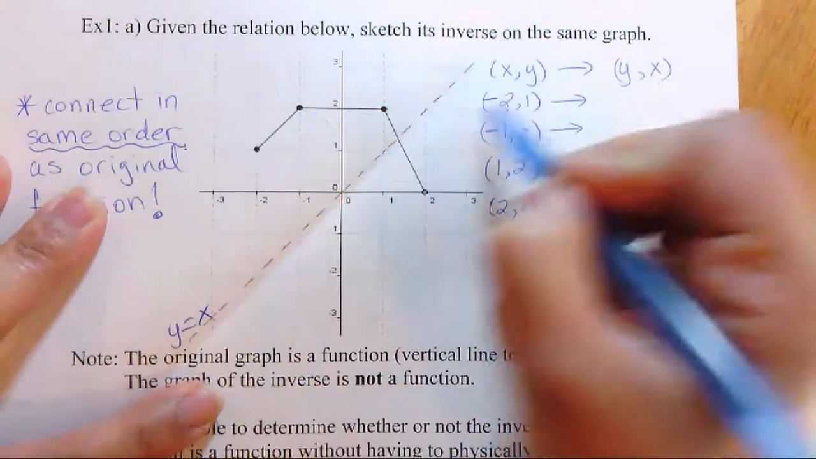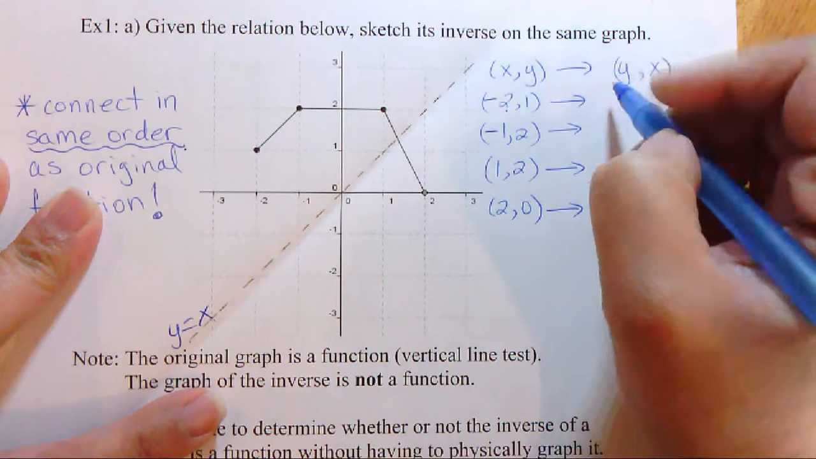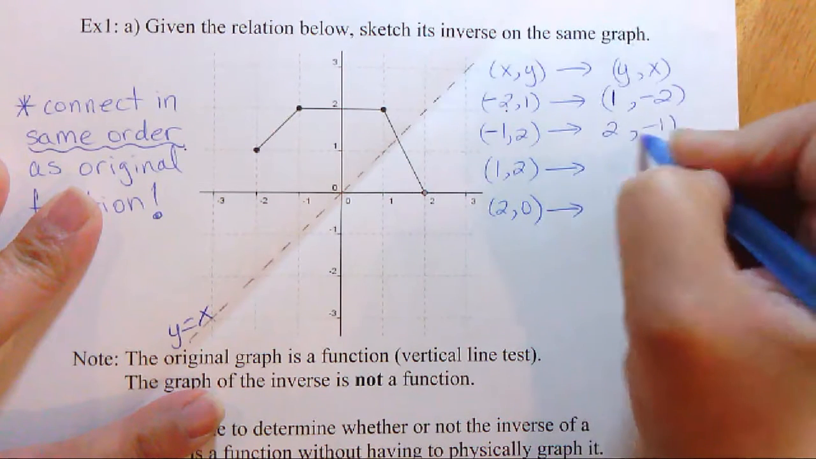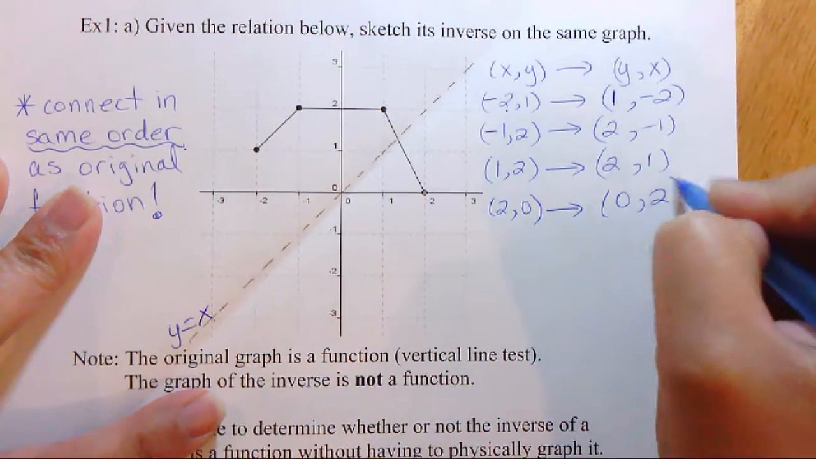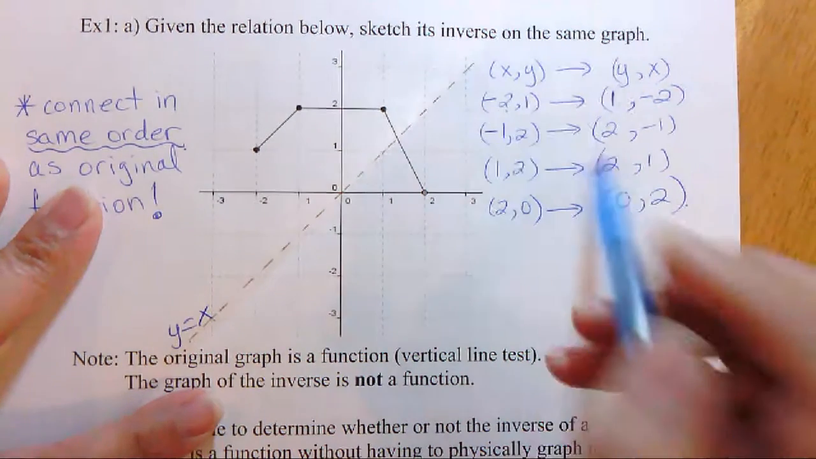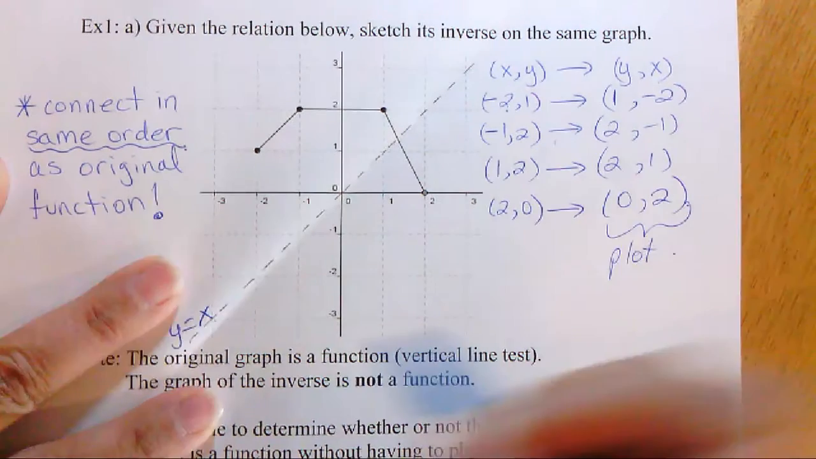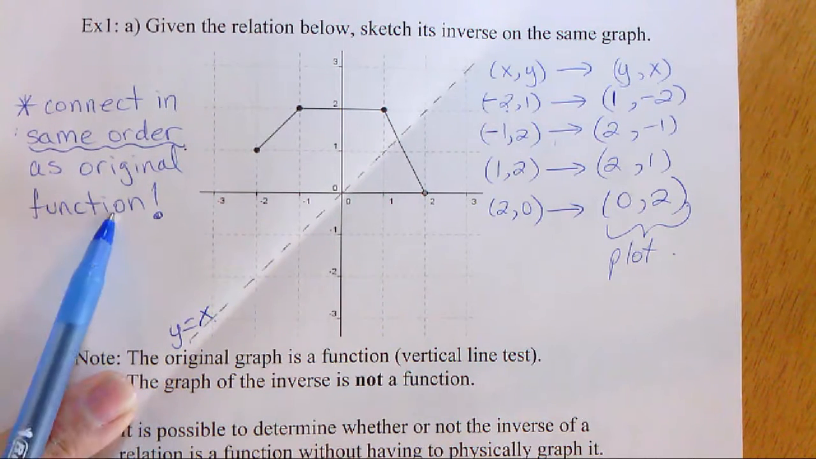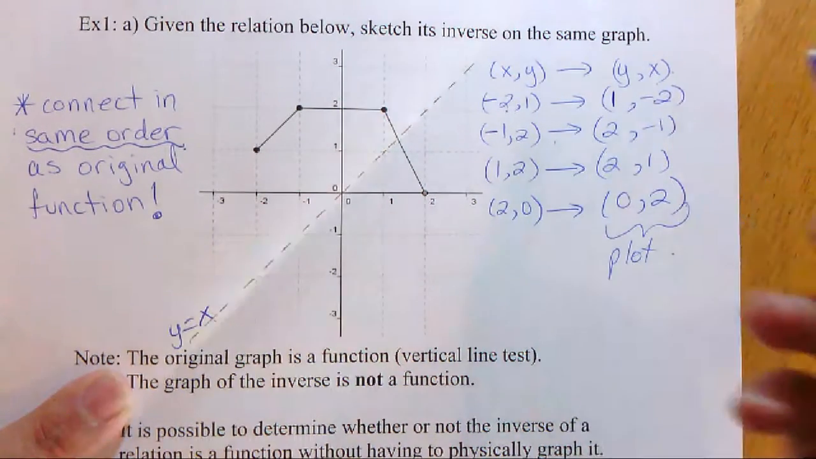I've taken these points and written them out here so that we can write out what the inverse of the points are going to be. So this is going to be 1, -2. This is going to be 2, -1. This is going to be 2, 1, and 0, 2. What I'm going to do is plot these for my inverse. And over here, there's a little note. It says, connect in the same order as the original function. So let's go ahead and plot the inverse points.